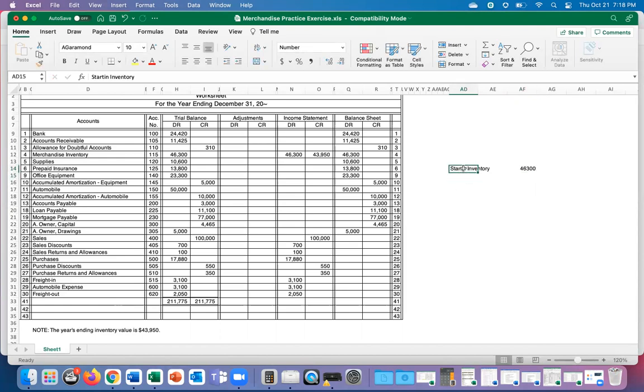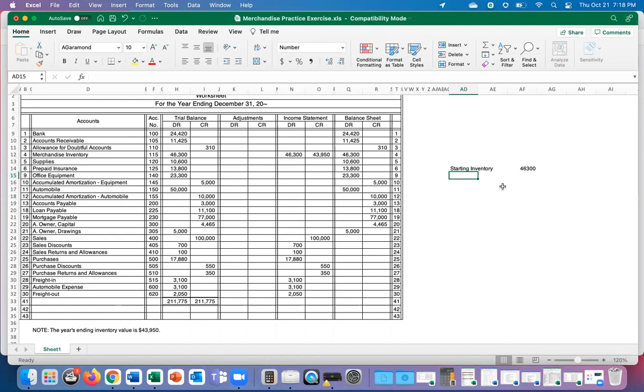And I have start in inventory there. I should probably add the G to be a little bit more correct, right? All right, so we've got that. The next thing that we have to do is add an amount for purchases.